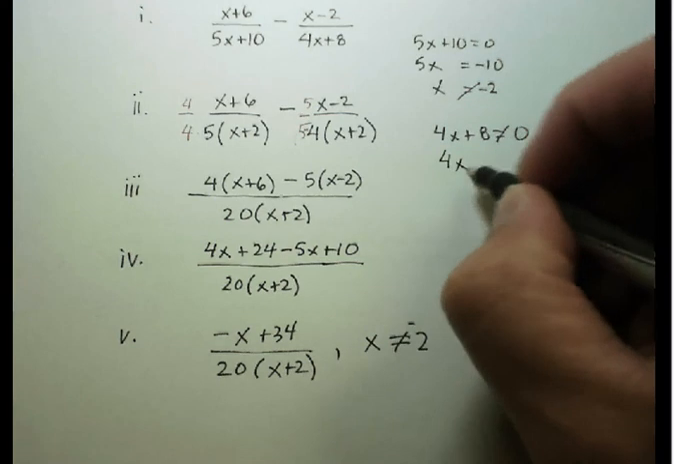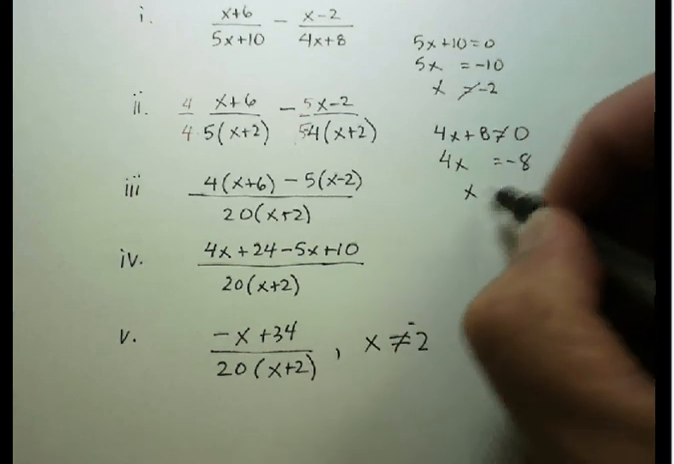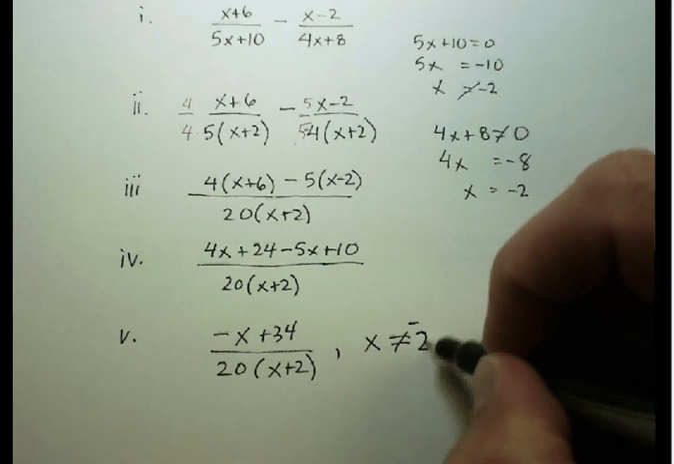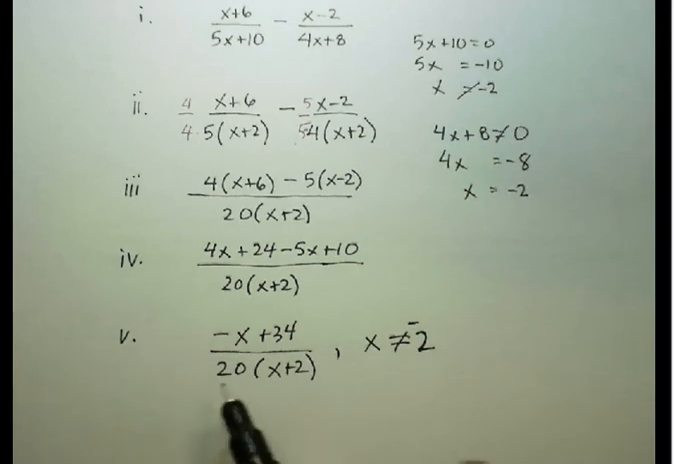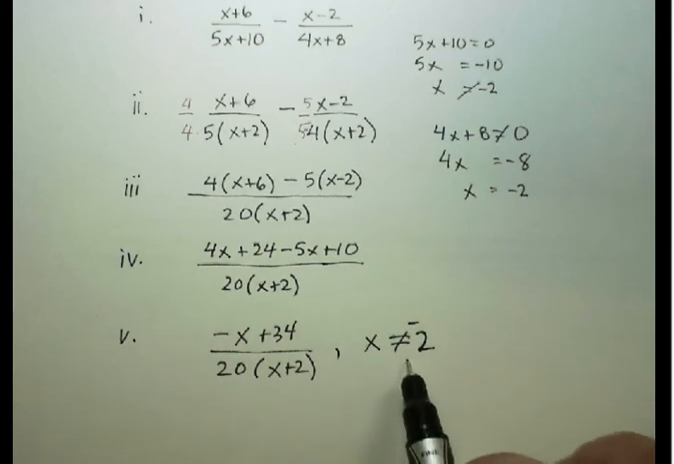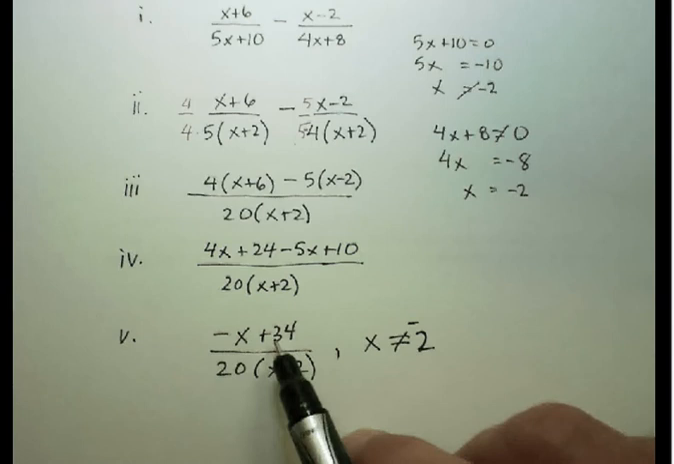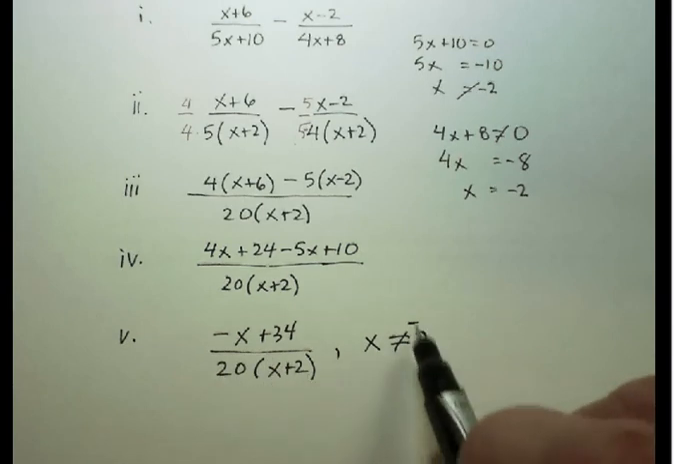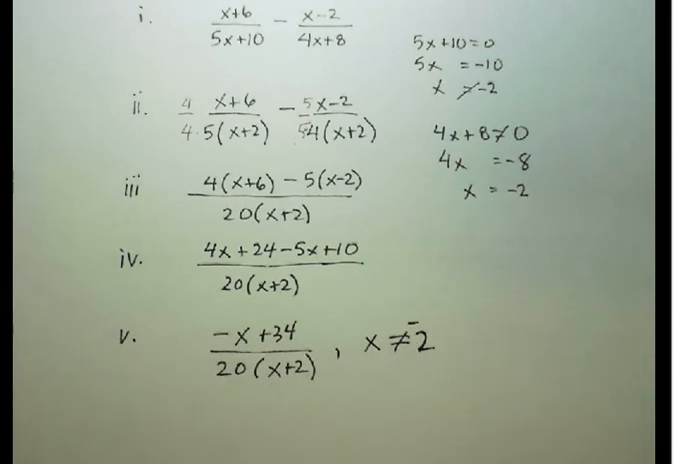That gives me 4x is equal to negative 8. x again is equal to, surprise, negative 2. We already said that's restricted. This answer here is my final form: negative x plus 34 over 20 times x plus 2, and x not equal to negative 2 is the restriction in this problem.